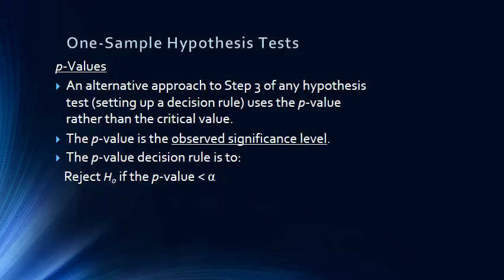Now, the alternative approach to step 3 of any hypothesis test is using the p-value rather than the critical value, which we calculated just now and compared to the t-statistic. The p-value is the observed significance level. The p-value decision rule is to reject the null hypothesis if the p-value is less than alpha. And that's what I was talking about when I said, okay, this is alpha.